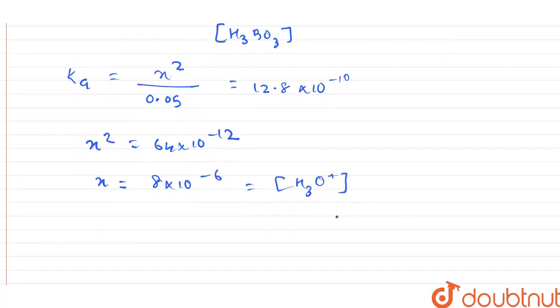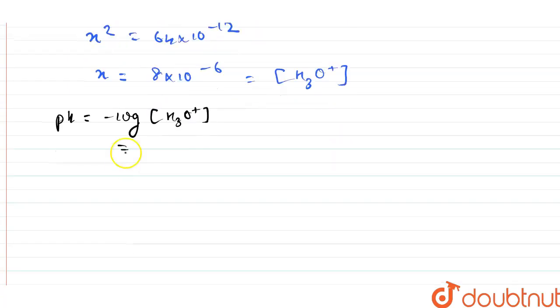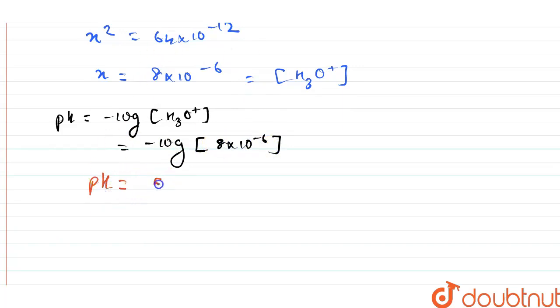If I have the concentration of H3O plus, I can easily find the pH, because pH is equal to minus log of H3O plus. That would be equal to minus log of 8 into 10 raised to minus 6, which will give me a pH value equal to 5.09. So the answer for this question is that the pH at equivalence point will be 5.09.